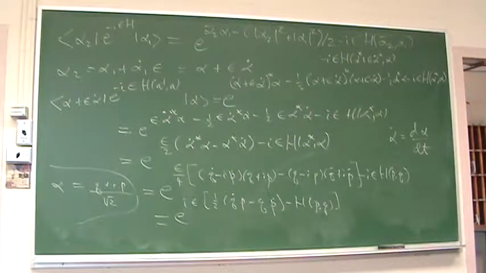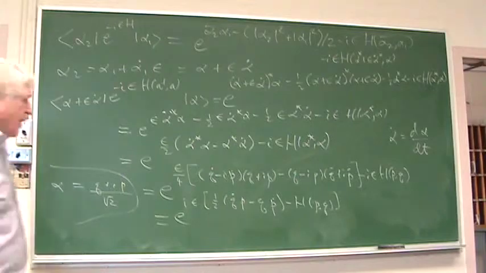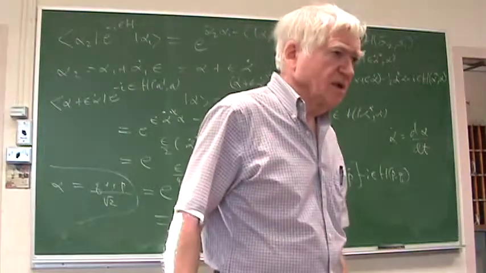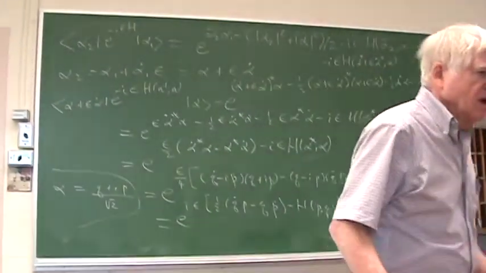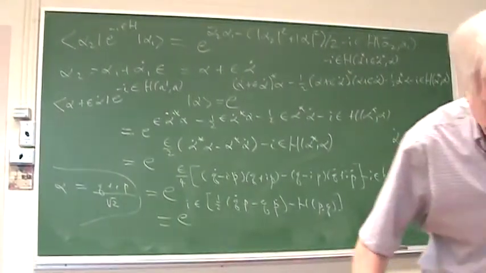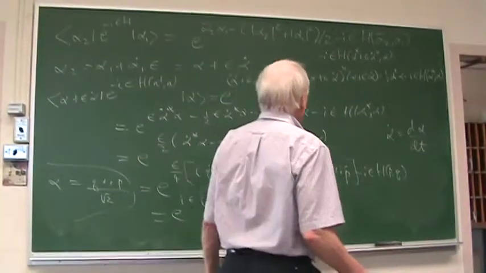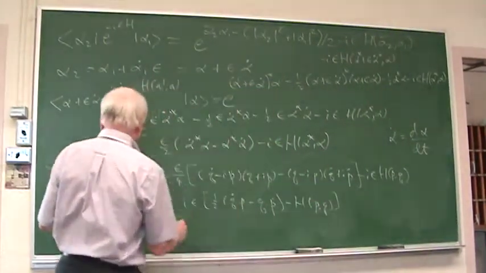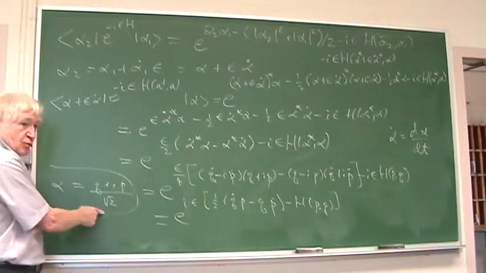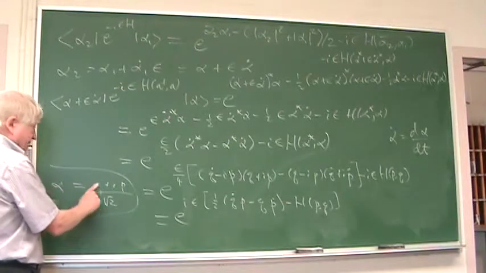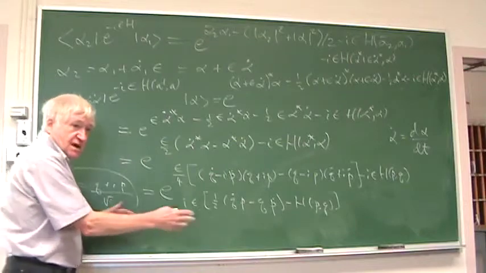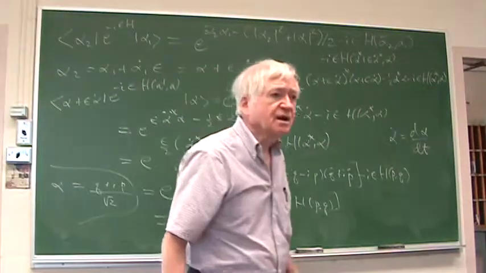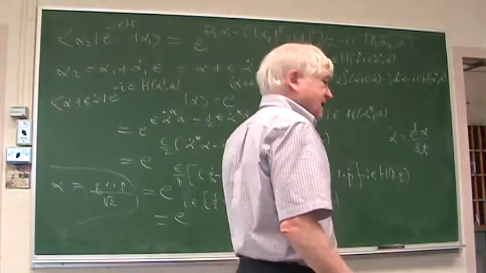Now, might as well leave. Yes. When you write h of p q... why did I write it h of p q? No, when you write h of p q, do you mean the same? Take h of alpha star alpha, replace alpha by q plus ip over root 2, replace alpha star by q minus ip over root 2, and you see what you get. It's not going to be the same function of alpha star.